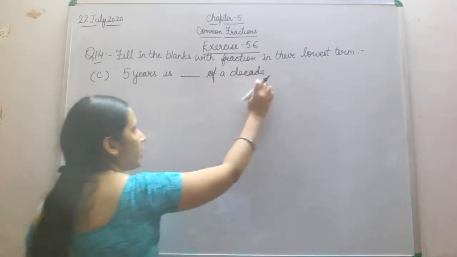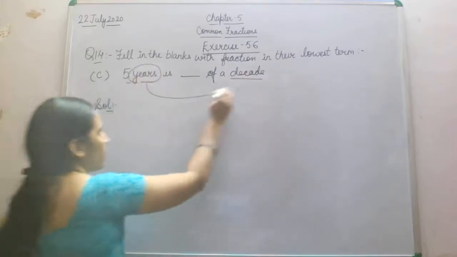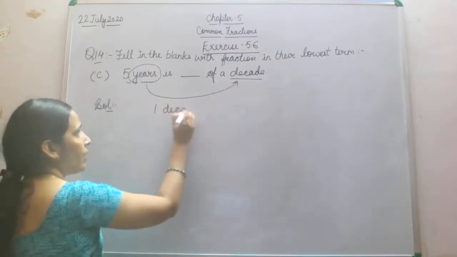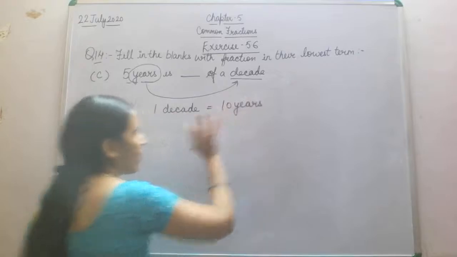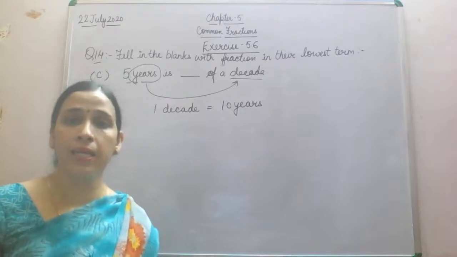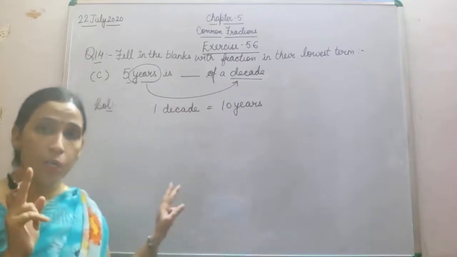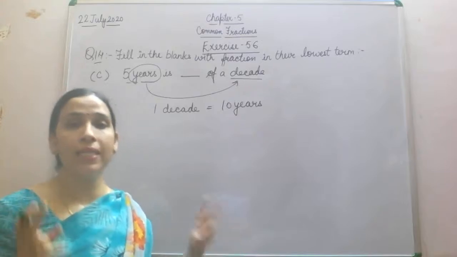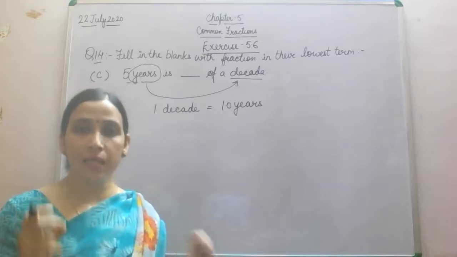Now understand the step. First step is to write a relation between this and whatever unit which is given here. Now one decade is equal to 10 years. Remember it. Why am I repeating it again and again? Because this is new for you. This you have not done earlier. That's why I am repeating it again and again. One decade is equal to 10 years.